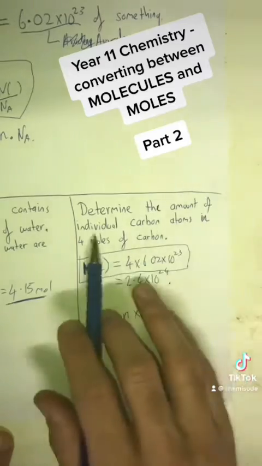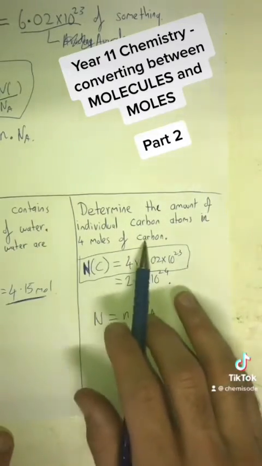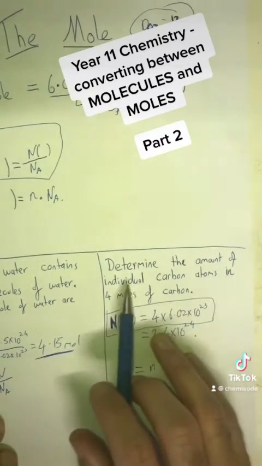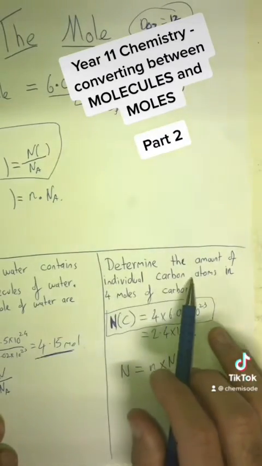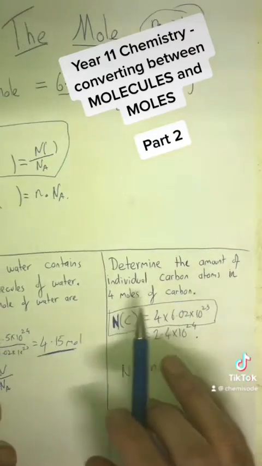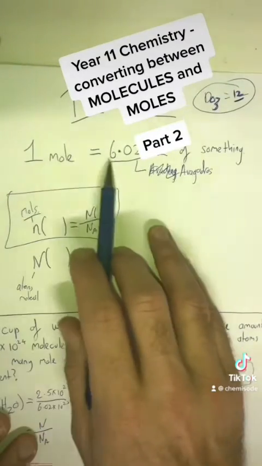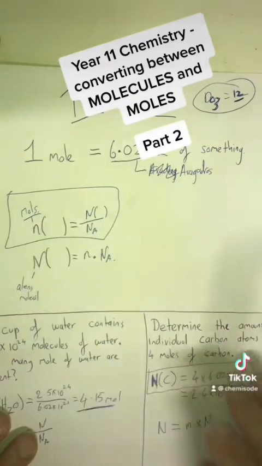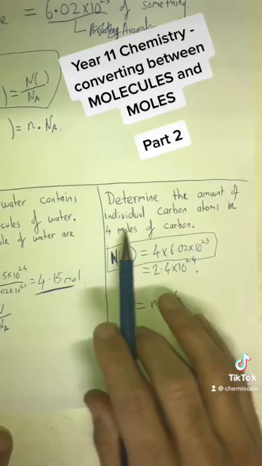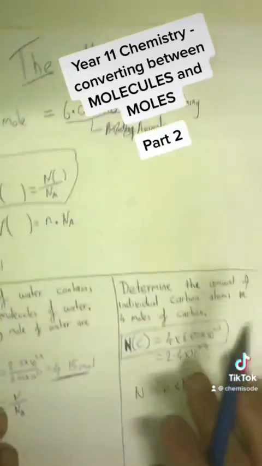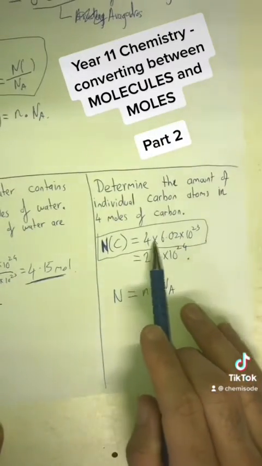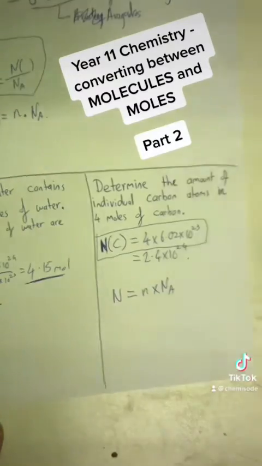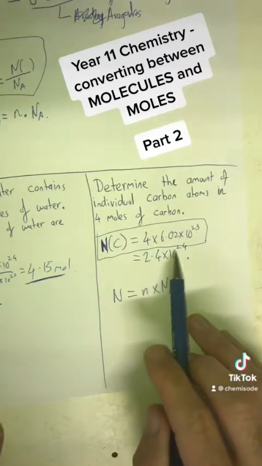Determine the amount of individual carbon atoms in 4 moles of carbon. Well, what does this question want me to know? It makes me want to know however many individual carbon atoms in 4 moles. What is a mole? 1 mole is 6.02 times 10 to the power of 23. We defined that before in our last question. So if I want to know what 4 moles is, I need 4 groups of this. So I'll take 4 moles times 6.02 times 10 to the power of 23. I put that into my calculator, and I got 2.4 times 10 to the power of 24.